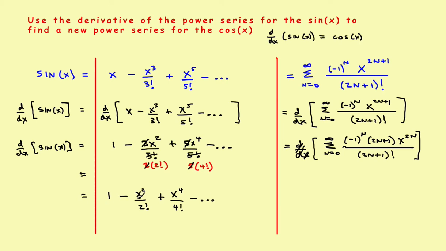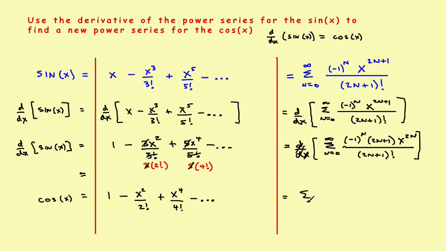And what you'll recognize, I hope, is that that's the power series for the cosine that you did earlier when you did the full Taylor series. And so this is going to be the cosine of x. So the derivative of the sine is the cosine. The derivative of this power series is this power series. And then finally, on this slide, it would look like this.